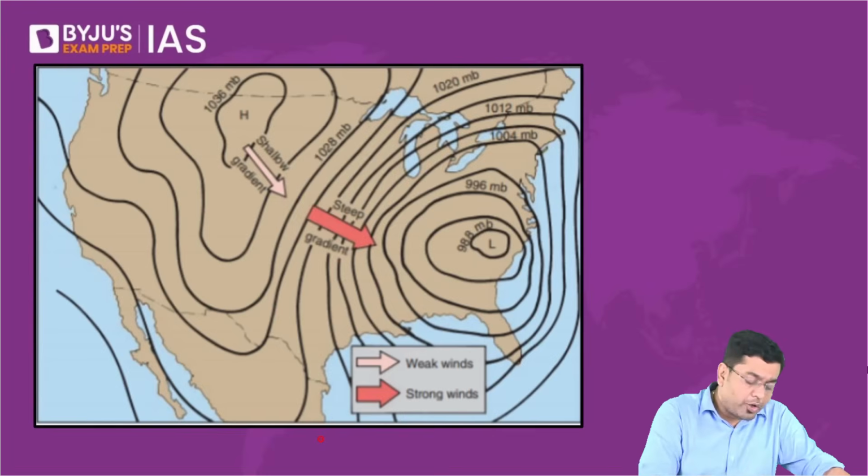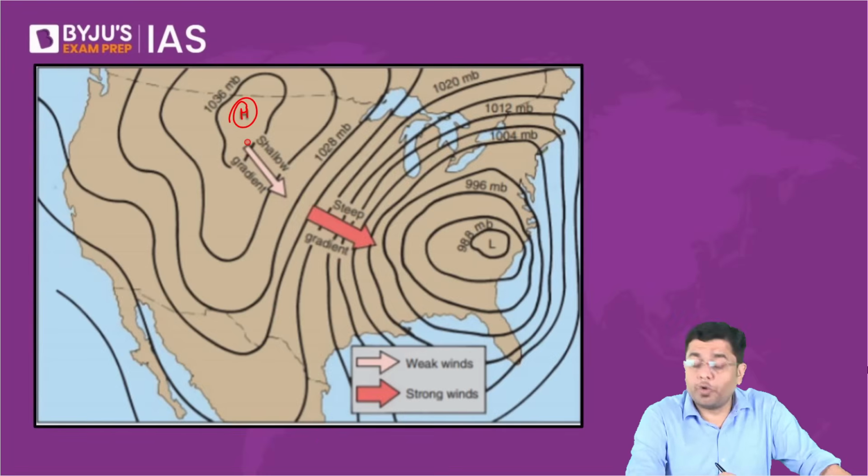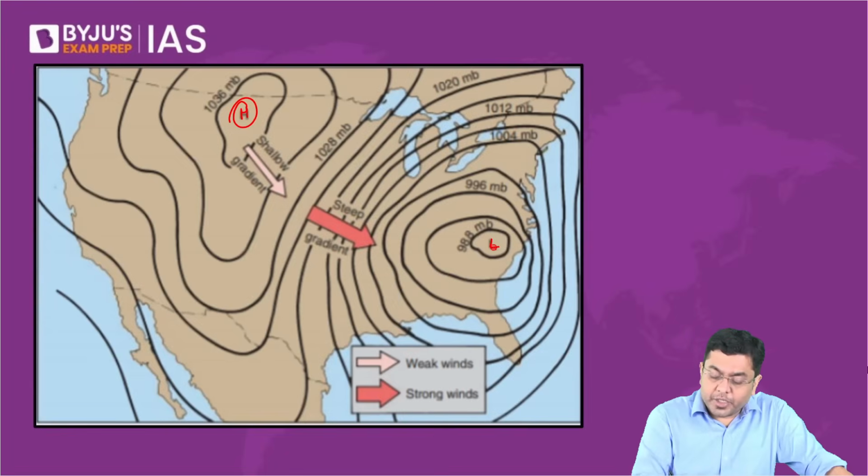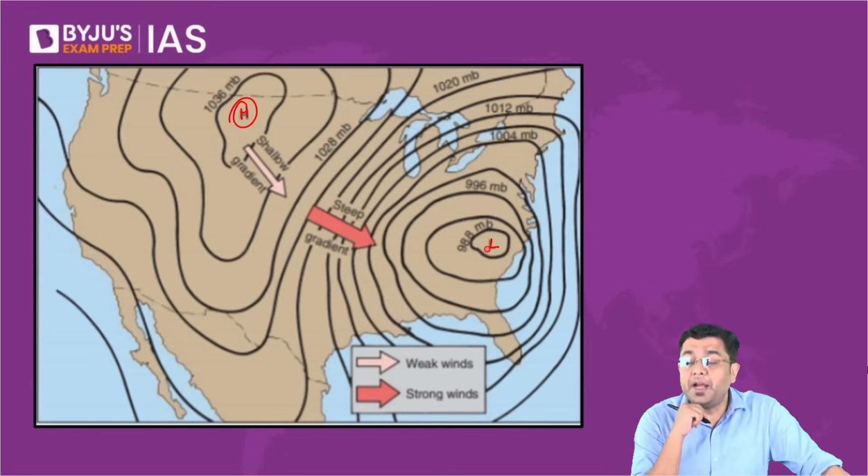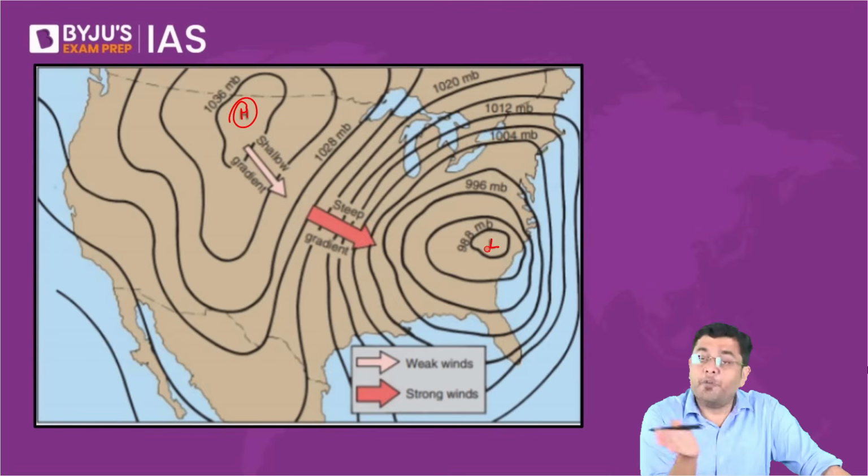Now, if you take a look at the placement of the isobars, you will observe that this is a region of high pressure, having a pressure of close to around 1036 millibar and higher. And this is a region of distinct low pressure, having a pressure of close to around 988 millibar. But then the spacing of the isobars is not uniform throughout.